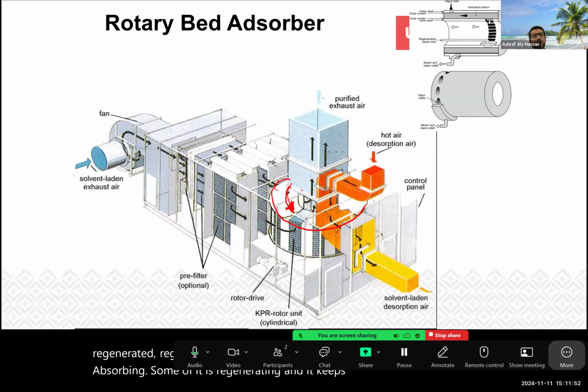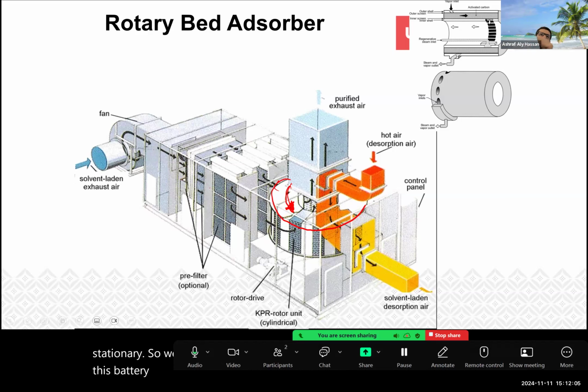Why is this easy? Because the gas is stationary, going in one location, and the regeneration is stationary. So we don't have to keep switching between this bed is adsorbing, this bed is regenerating, but the carbon itself is moving, and while it's moving, it is adsorbing and regenerating at the same time. It's a very interesting concept.